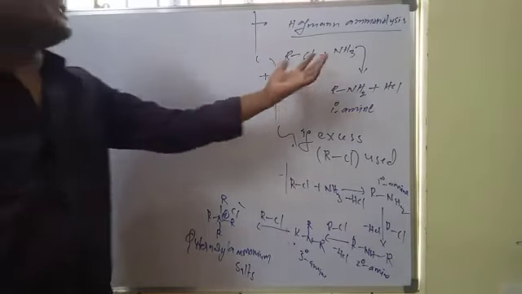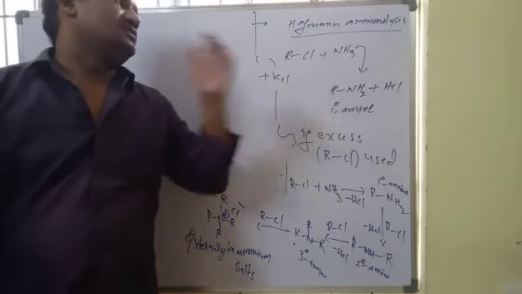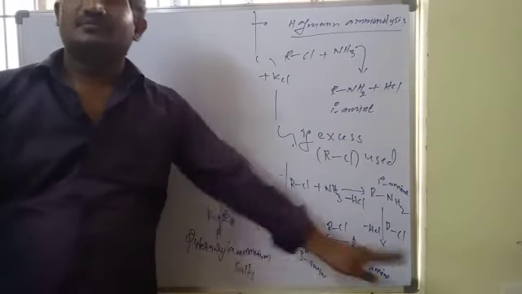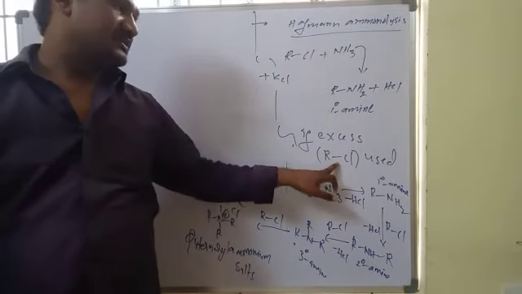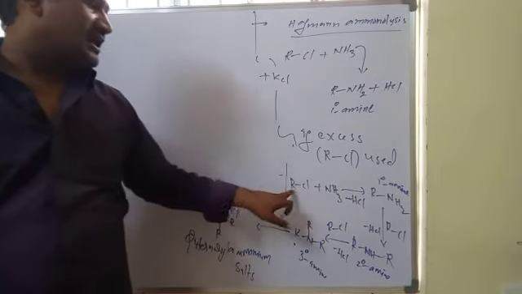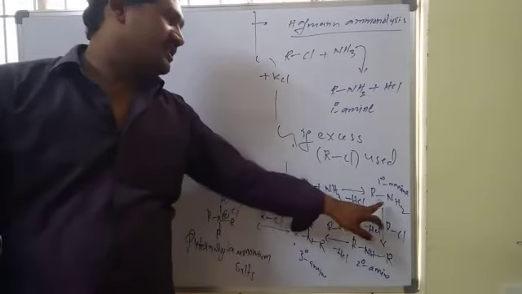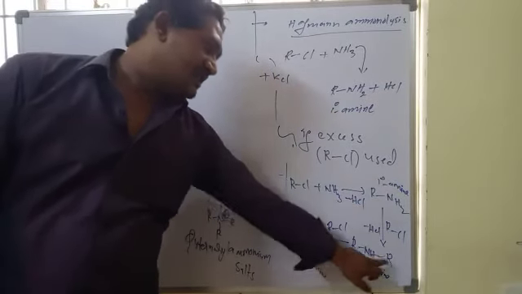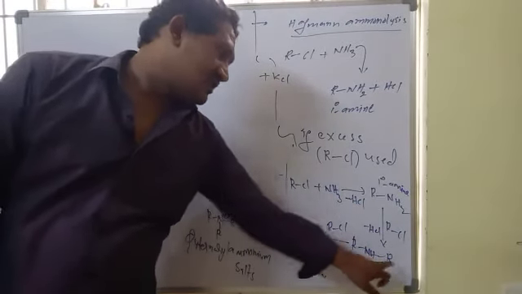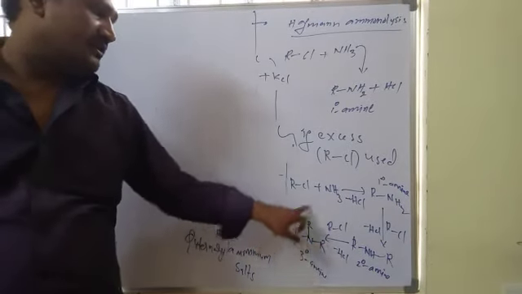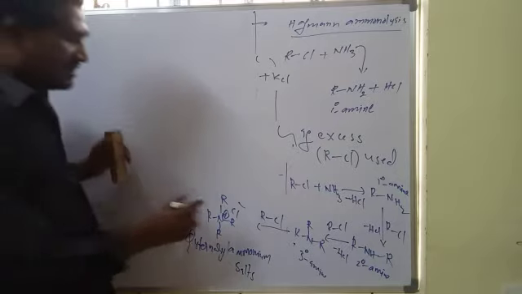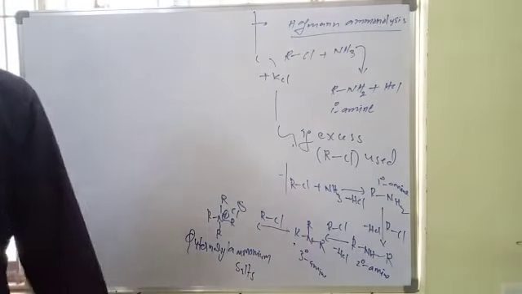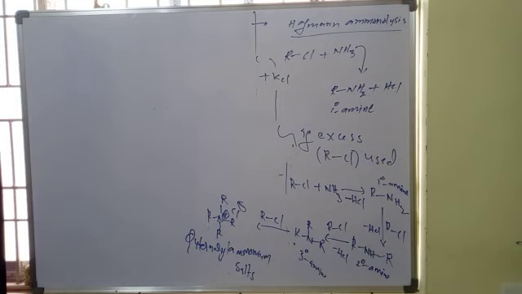If the molar ratio is 1:1, the primary amine is the major product. If you take excess alkyl chloride with ammonia, then RCl repeatedly attacks: initially it forms the primary amine, then the secondary amine, then the tertiary amine, and next the quaternary ammonium salts are the products. This is called Hoffman ammonolysis.